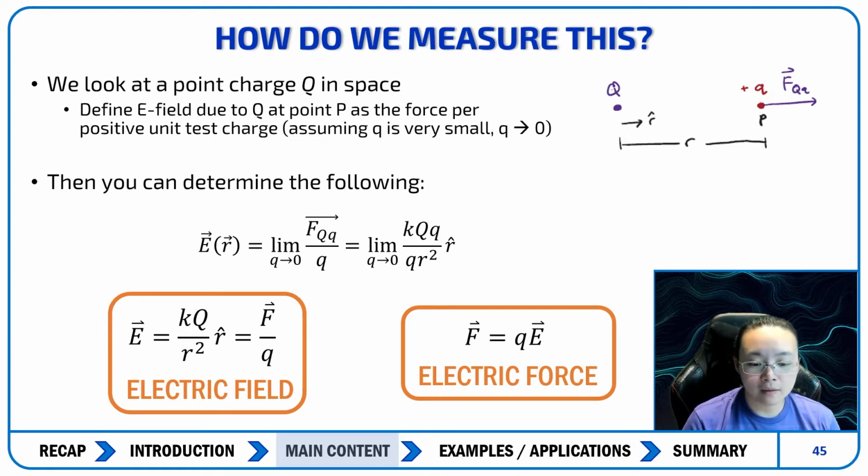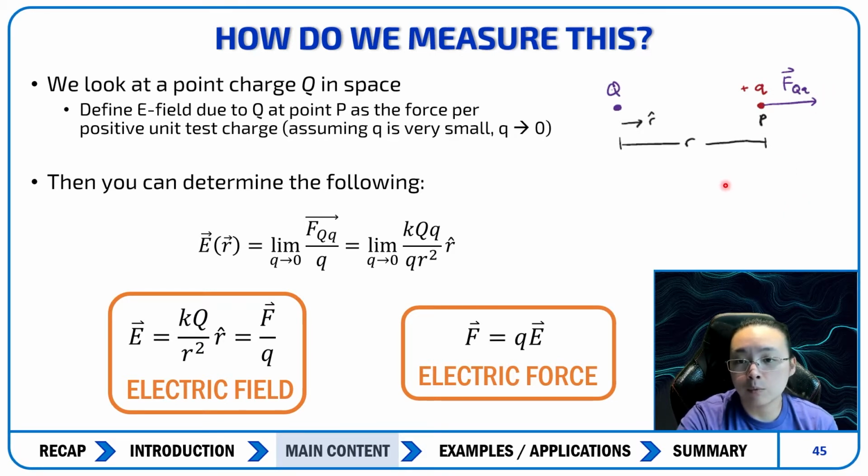So now that we at least know what electric field lines look like, we should try and figure out a way to measure the electric field. So we take a look at a point charge Q in space. So that's my point charge Q. We're going to put in a positive test charge, which we call plus q over here. And we're going to define the electric field due to Q at a point P over here as the force per positive unit test charge, assuming our charge is very small.